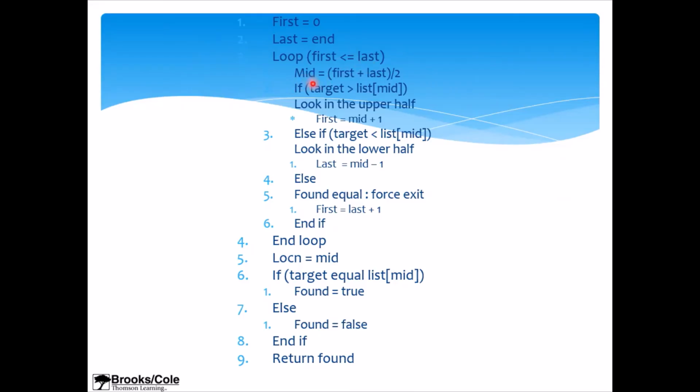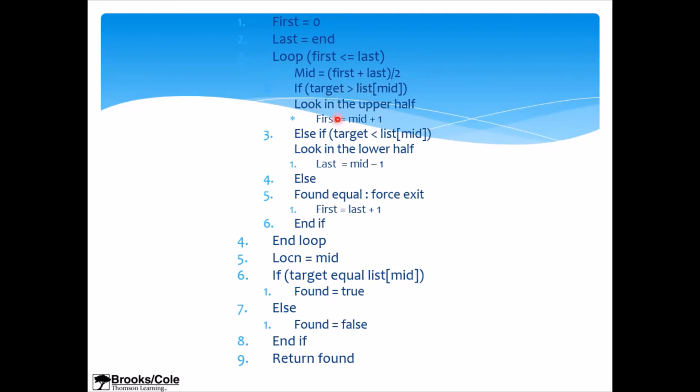To get the middle element, we are going to compute for the first plus last divided by 2. So if the target is greater than the middle element, we're going to look in the upper half or the right portion. So in that case, if we're going to get the right portion and omit the lower half, we need to change the value of the first by changing it to mid plus 1.